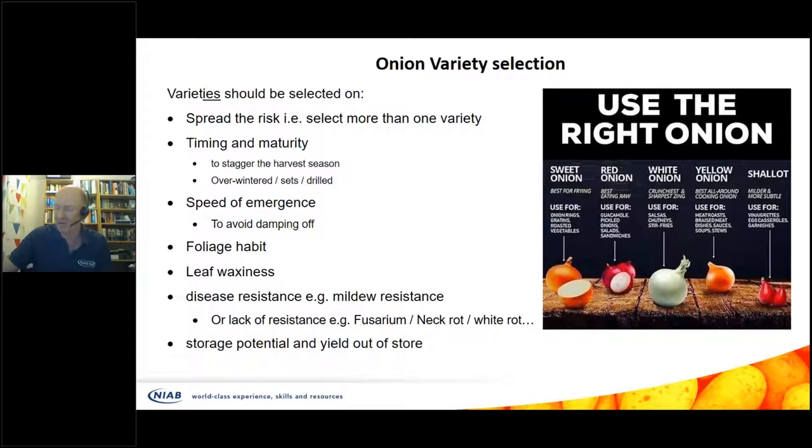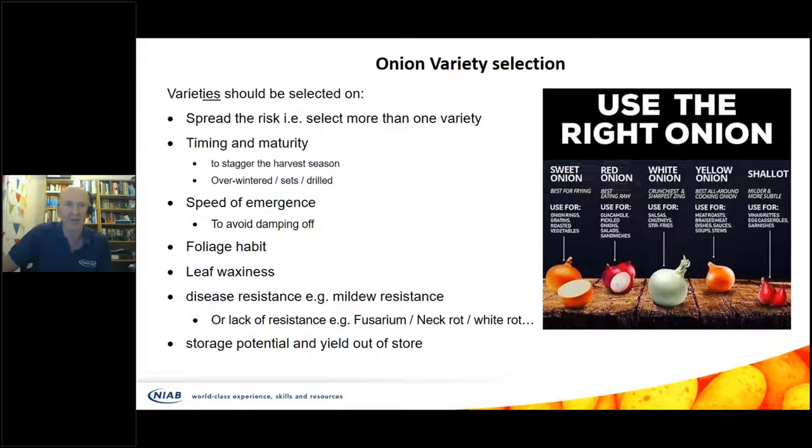Speed of emergence, I'll talk a wee bit more about that later. That's obviously critical in avoiding damping off. We've certainly had some cold springs where people have managed to get onto the land and drill their crops, but then been caught out by cold, damp weather. And so having rapid emergence is important there.